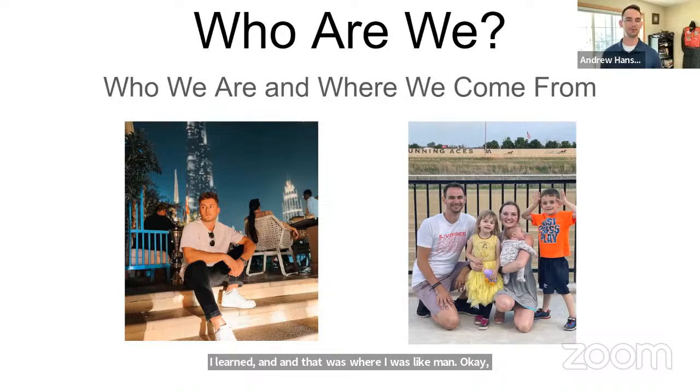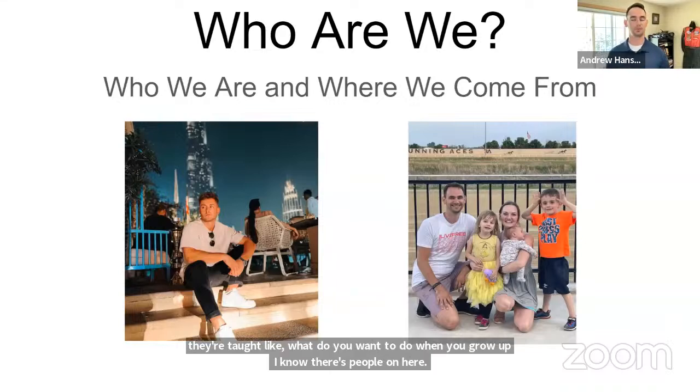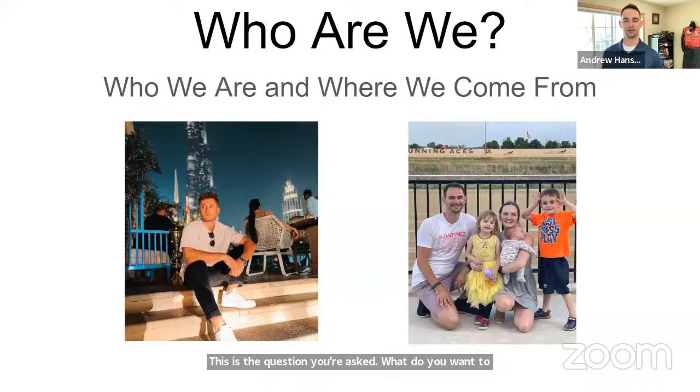And so many people are taught, what do you want to do when you grow up? I know there's people on here. This is the question you're asked. What do you want to do when you grow up? Well, I want to be a doctor. I want to be an engineer. I want to be a mechanic. I want to be whatever. And the problem is, the question should be, how do you want to live? And then reverse engineer all of the things that you need to do to live that life.